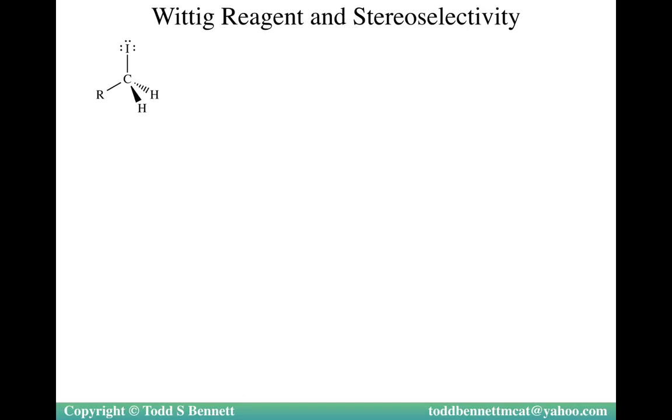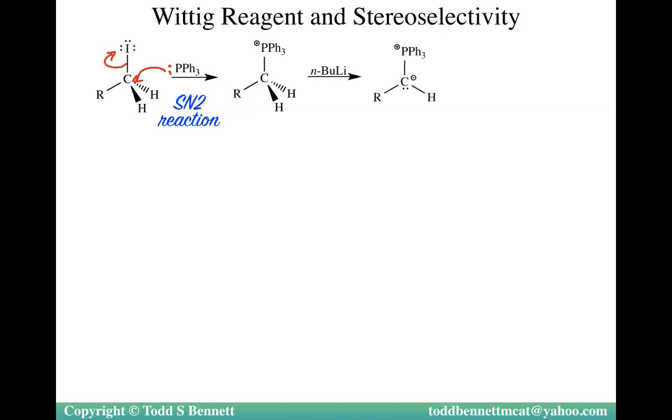So let's figure out how we make this phospholipid. So we're going to have the phosphine, triphenylphosphine, that lone pair is going to attack there and kick out the I leaving group. So it's just a standard SN2 reaction. Then we're going to treat that product with a base. It's going to deprotonate the carbon. So it's got to be a very strong base. And as you know, when it's a strong base, you have a few choices.